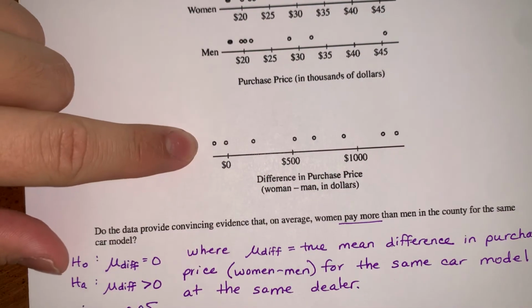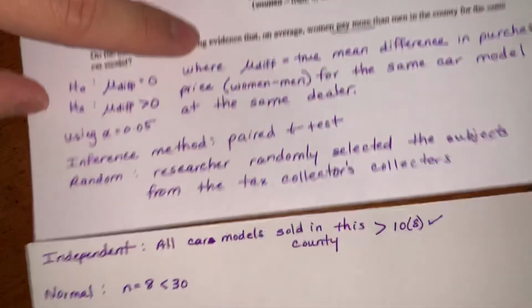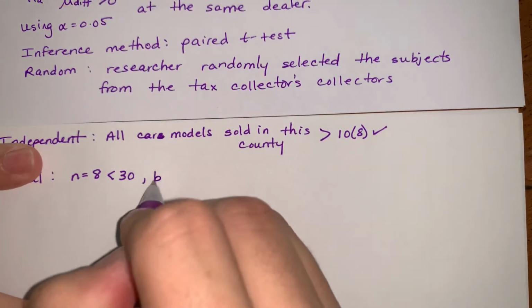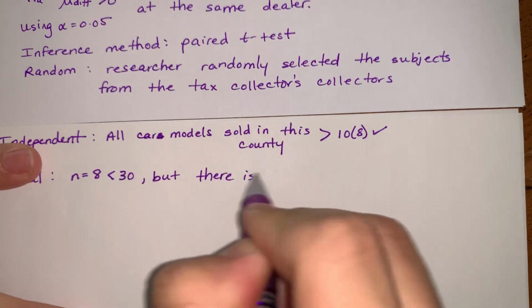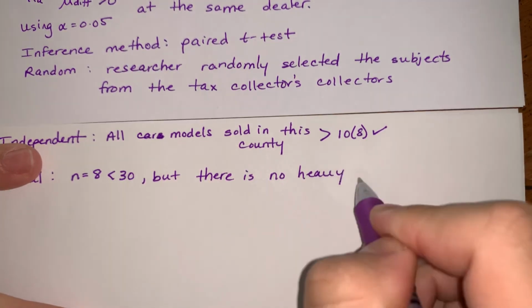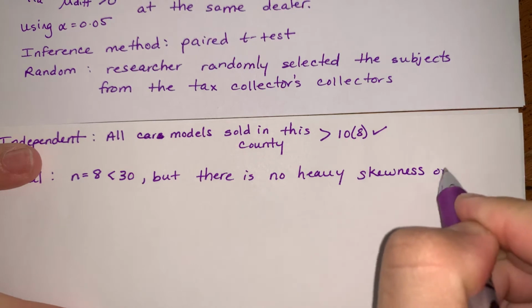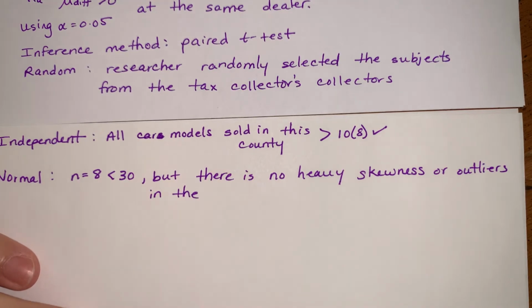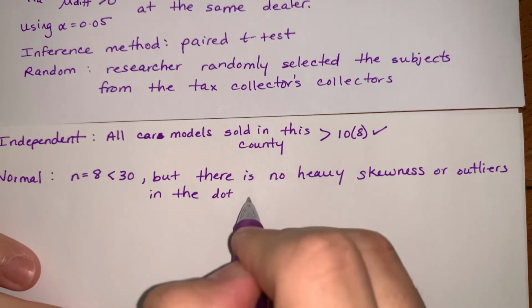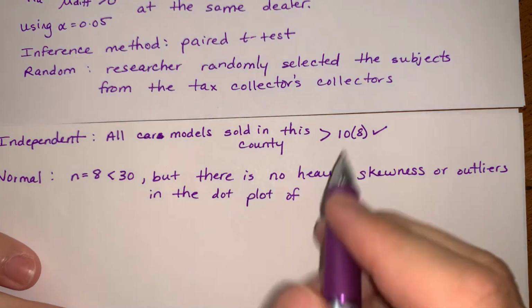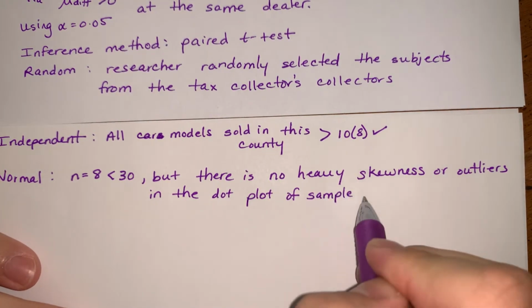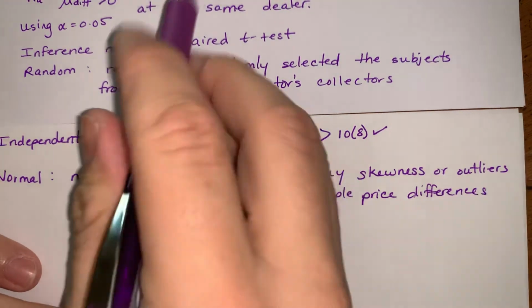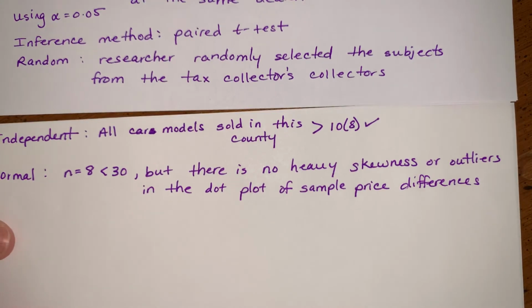And based off of this dot plot, I think that's pretty safe to assume. So I'm just going to go ahead and continue on over here and say, but there is no heavy skewness or outliers in the dot plot of sample price differences. So as long as you identify that the dot plot does not have any strong heavy skewness or outliers, we're good to go.